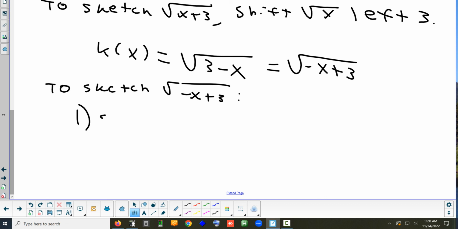And the second thing you would do, you can say it a couple different ways. Yep. Reflection over the y-axis. Reflect over the y-axis. Or you could have said horizontal reflection.